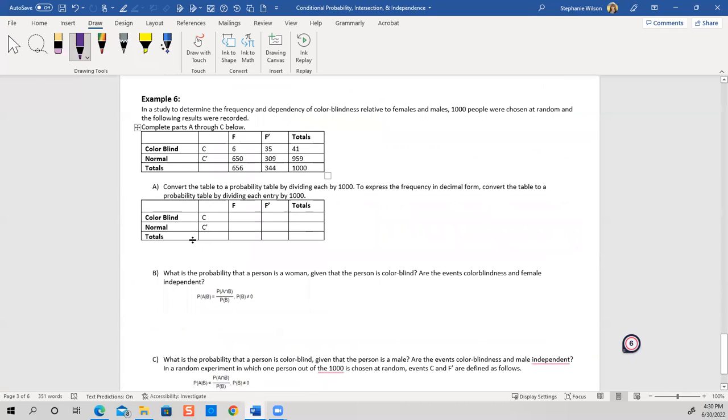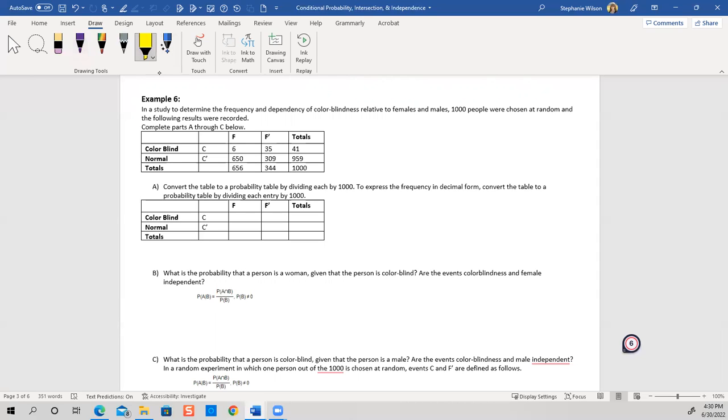Okay, example 6. In a study to determine the frequency and the dependency of color blindness relative to females and males, 1,000 people were chosen at random. The following results are recorded. So we're given this chart here, and we're going to convert the table to probabilities by dividing each one of them by 1,000, because we're going to put it in probability form.